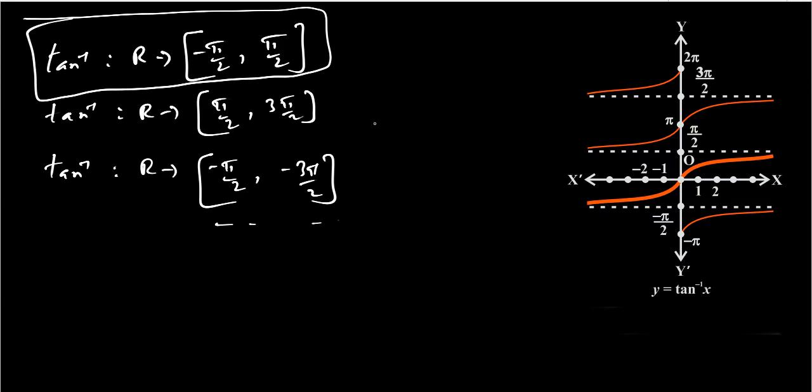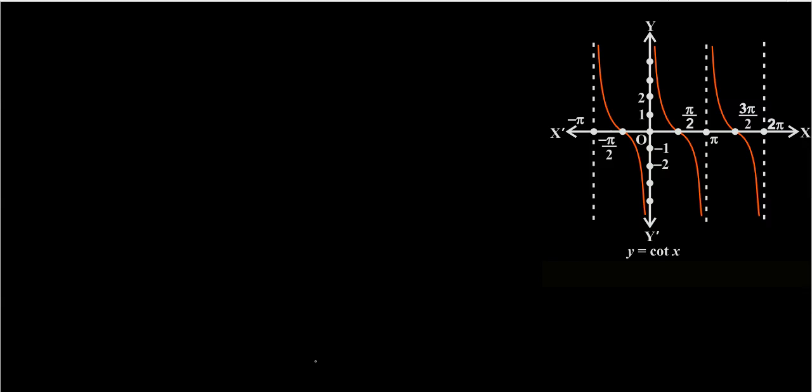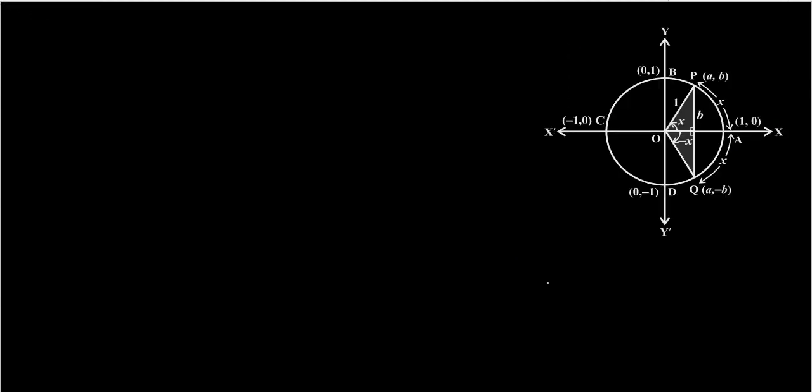Now let me go to the cot function. Let me define the values of the cot function. cot 0 will be cos 0 divided by sin 0. At this point, this is a 0 degree angle, so cos 0 is 1 and sin 0 is 0.